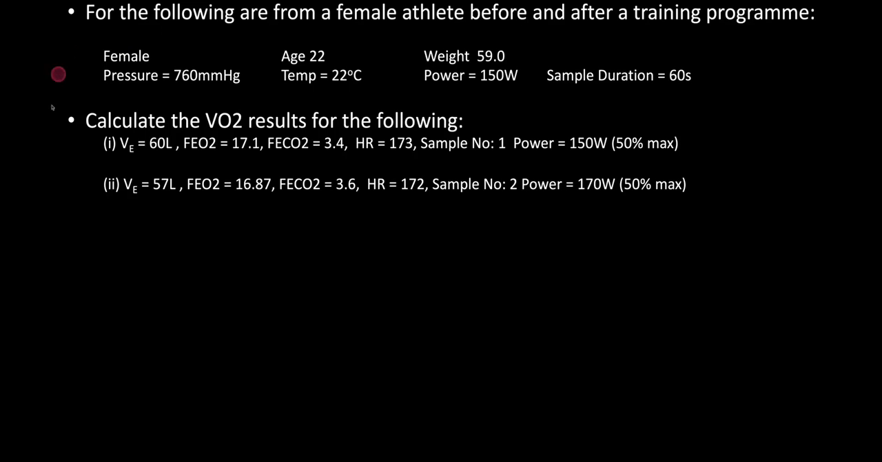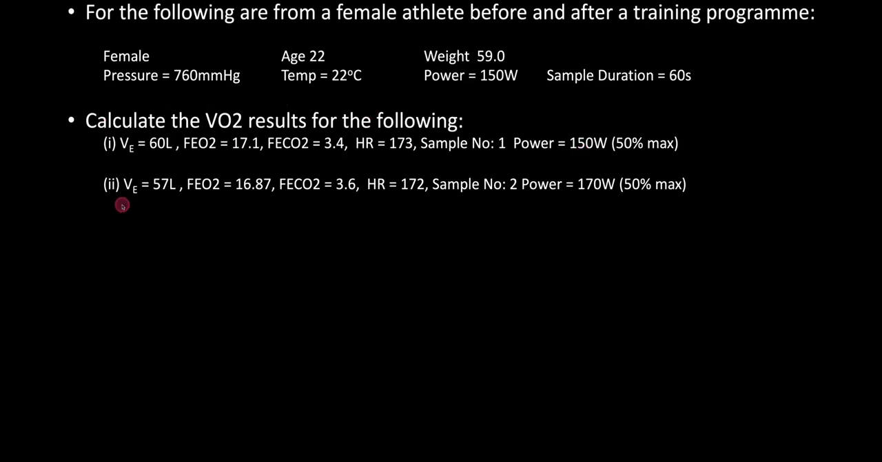So let's run through this all the same. This is from a female athlete before and after a training program. We've got her age and weight and the information that we need to process some expired gas data, so pressure, temperature. We've got the power in the first session, down here. And we've got the sample duration for all these gas bag samples of 60 seconds. Fine. So in our first test: 60 litres, 17.1 O2 expired, 3.4 CO2 expired, heart rate 173, power 150.